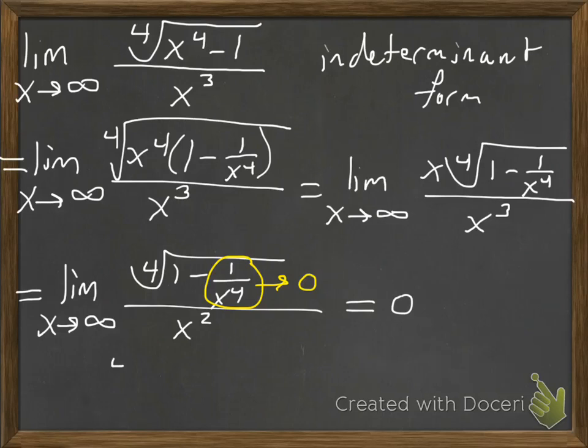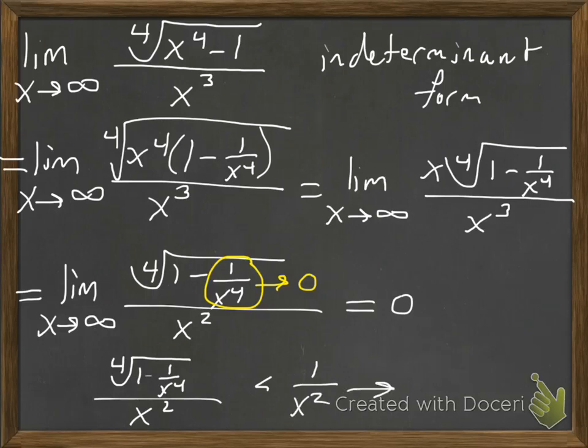What we can do is we can bound this function. So the fourth root of 1 minus 1 over x to the fourth over x squared, that's going to be less than 1 over x squared. Since the 1 minus 1 over x to the fourth is going to be less than 1, and then we take the fourth root, it's still going to be a little bit less than 1. So we can bound that function by 1 over x squared, and 1 over x squared is certainly going to go to 0 as x goes to infinity if you want to be double sure. Okay.